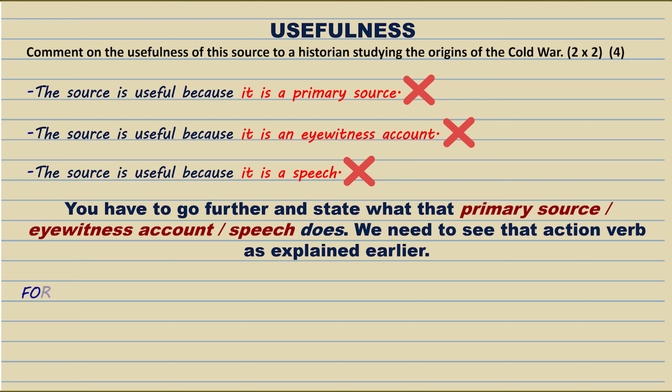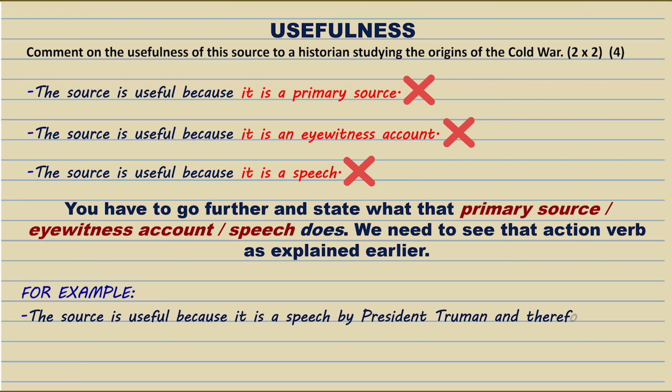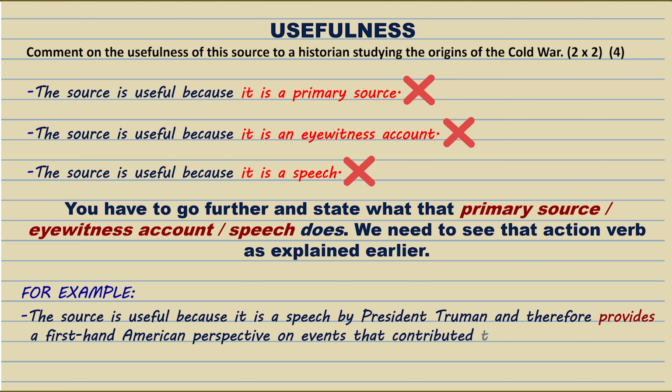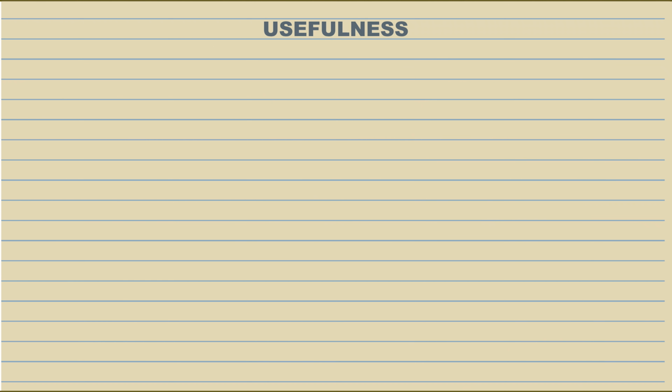Look at the following answer as an example of how we go further than just stating what the source is by including what the source does. The source is useful because it is a speech by President Truman and therefore provides a first-hand American perspective on events that contributed to the origins of the Cold War. The answer does not simply state that it is a speech by President Truman. It goes further to state what it does and hence the action verb provides.